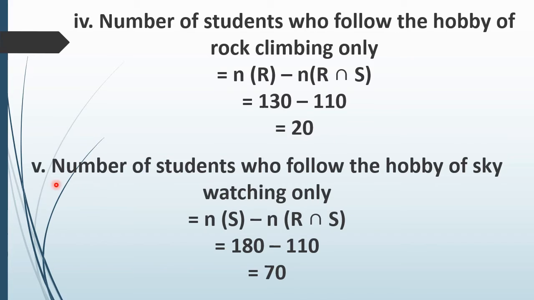Fifth one is number of students who follow the hobby of sky watching only, that is equal to number of elements in set S minus number of elements in R intersection S, equal to 180 minus 110, that is equal to 70. So number of students who follow the hobby of sky watching only, that is 70.